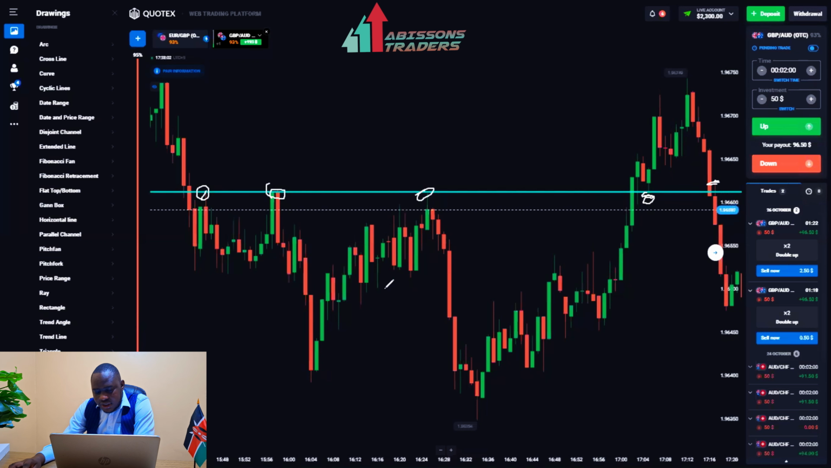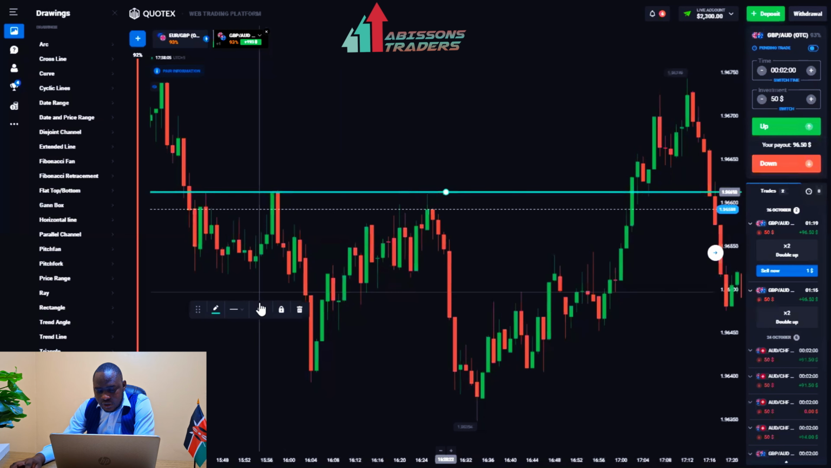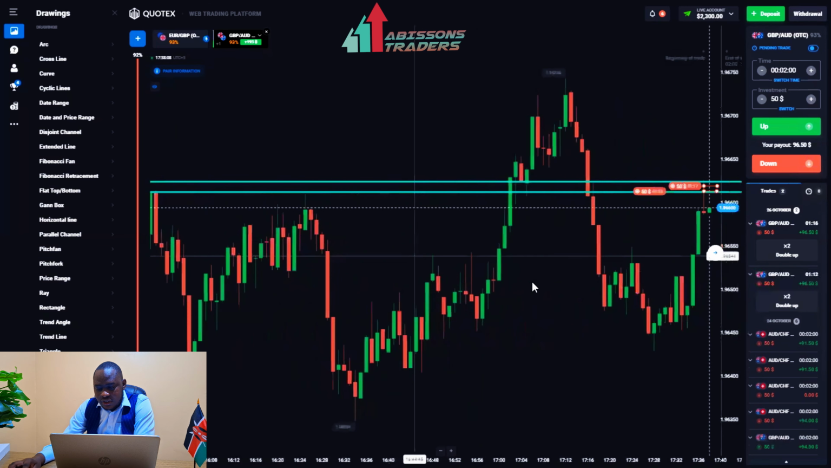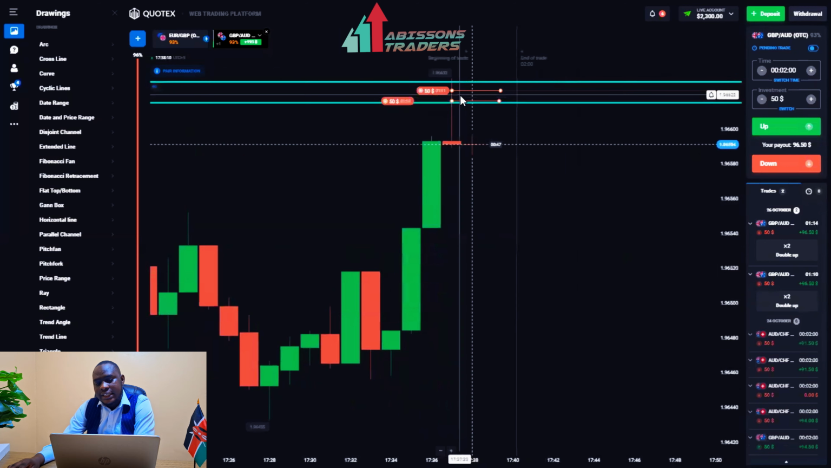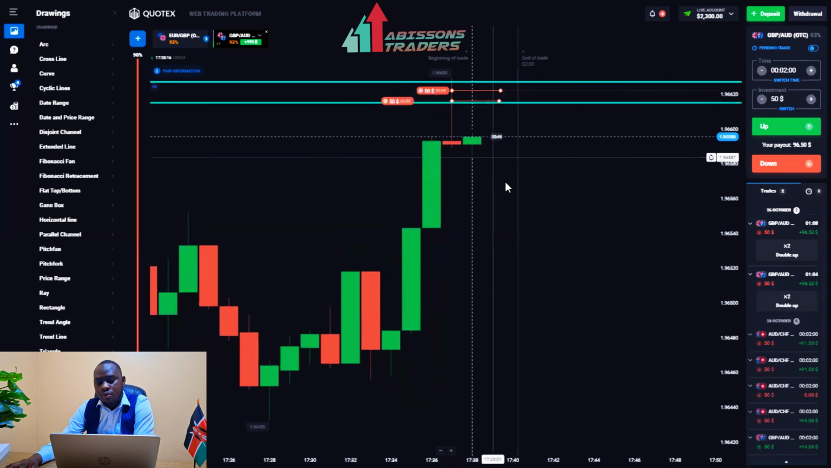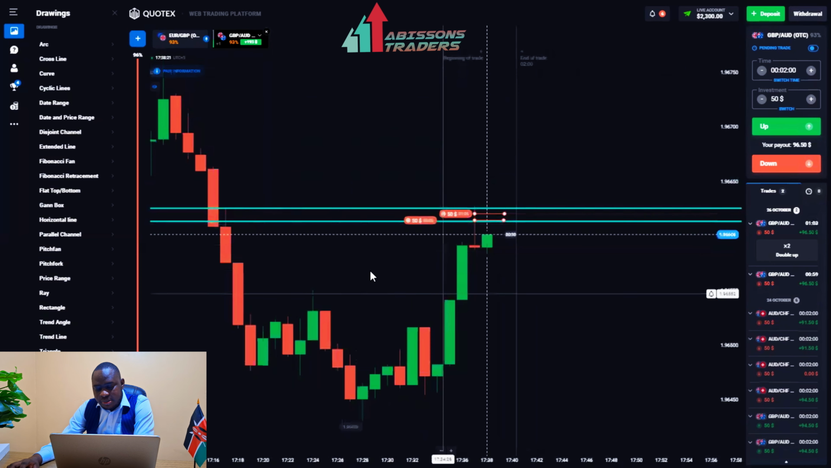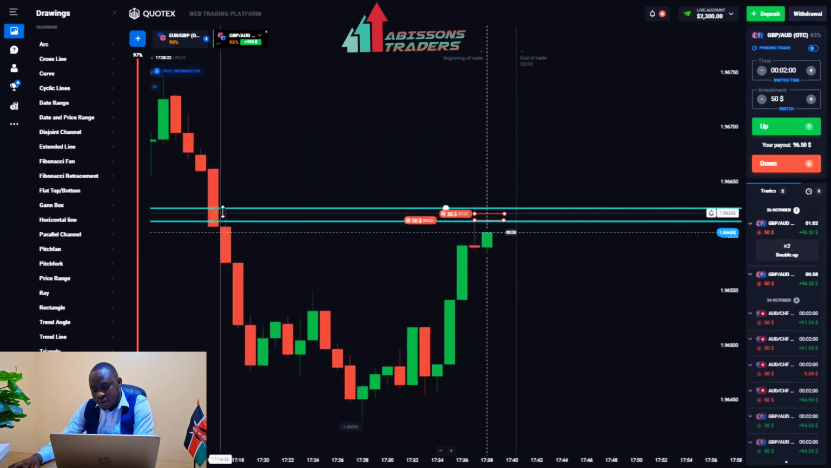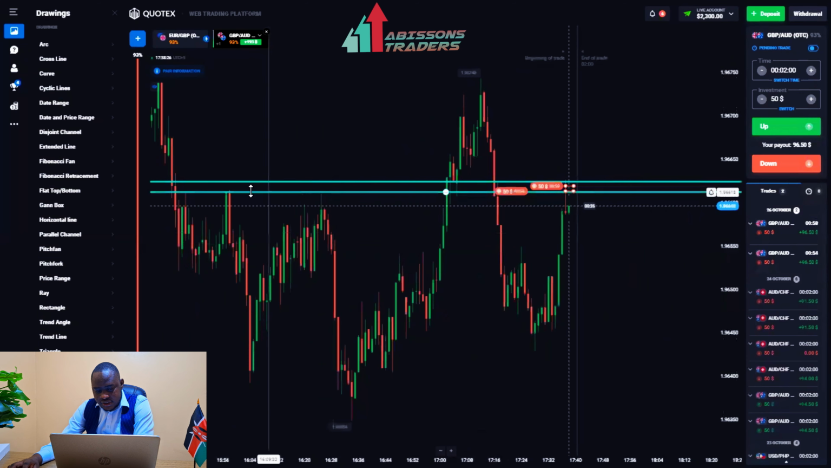See this one? Now we have to put a second line, which is this one. You see? Now it is a zone. So you can see I waited for it to enter that zone, then boom. All right. I placed a trade because of this weak level, and I was looking at these levels.